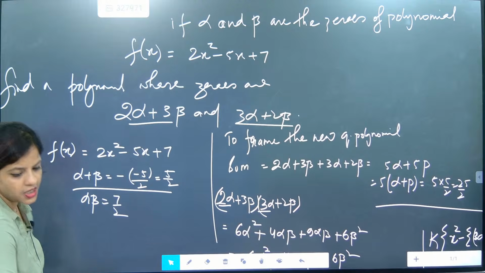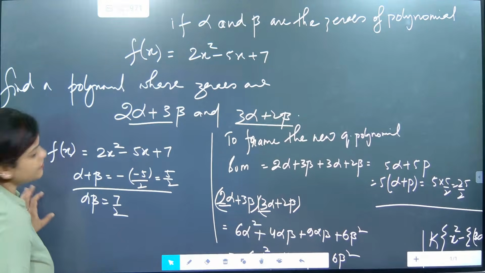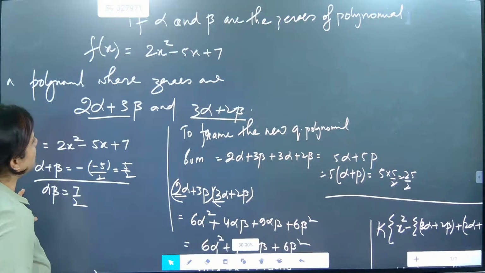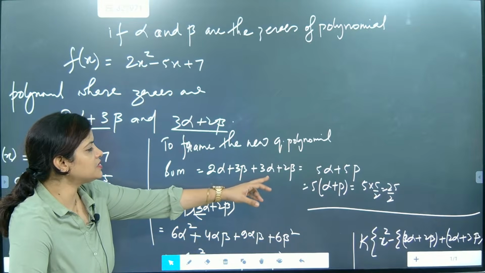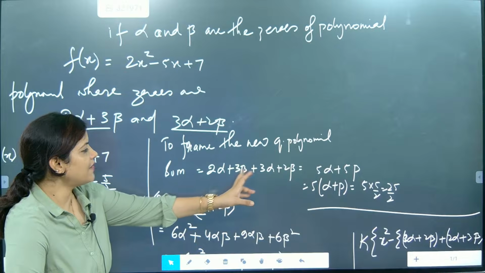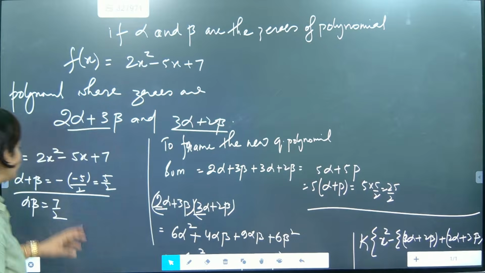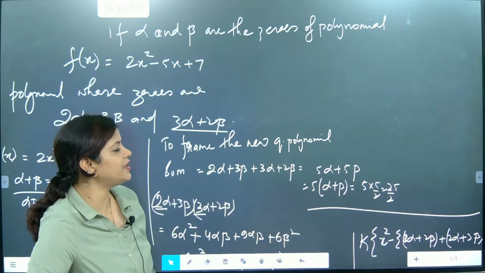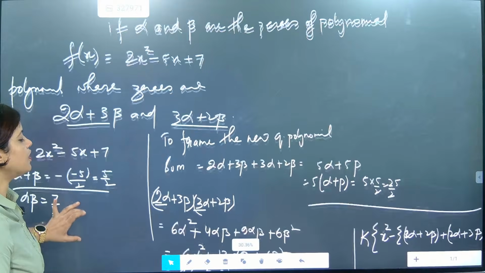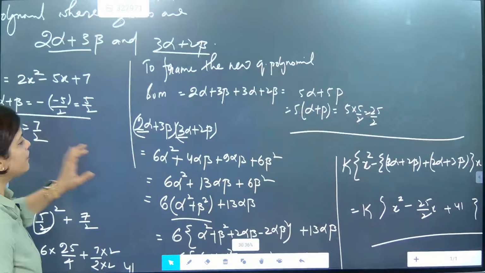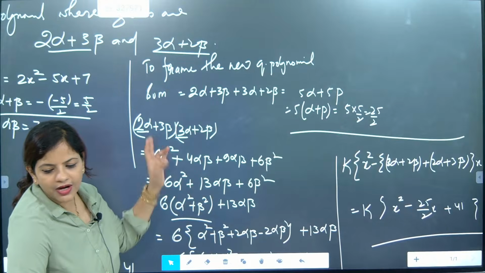First what we did is we had to frame the new quadratic polynomial whose zeros are 2 alpha plus 3 beta and 3 alpha plus 2 beta. So 2 plus 3 will become what? 5, and 3 plus 2 will become 5. And here it is 5 by 2. So 5 into 5 by 2 will become 25 by 2. This is done. And then in the product part, what we need to do is we need to multiply both.